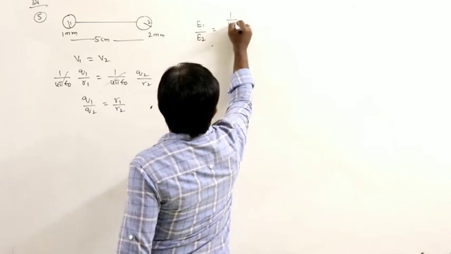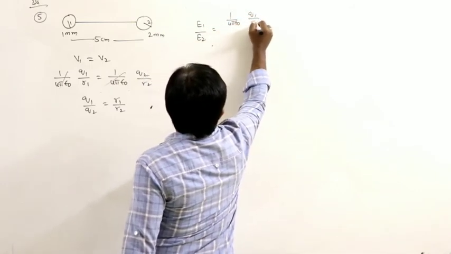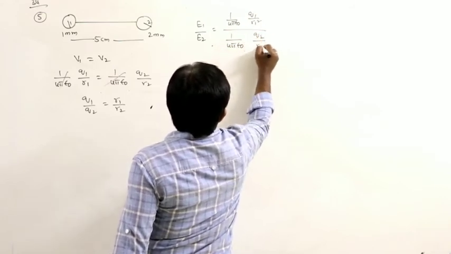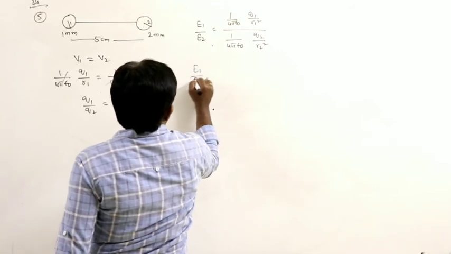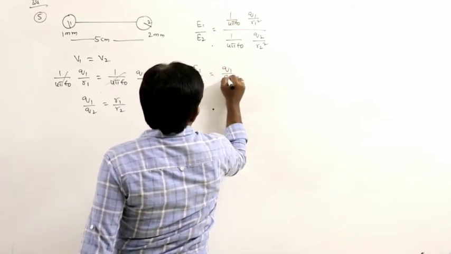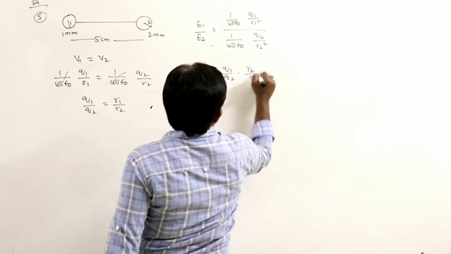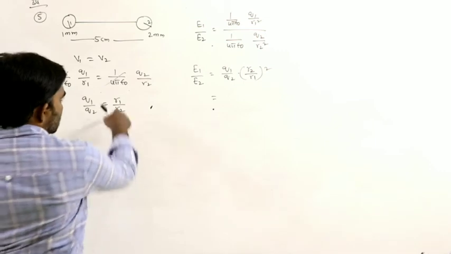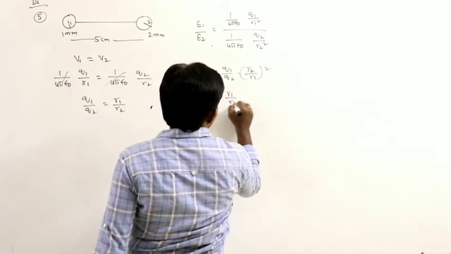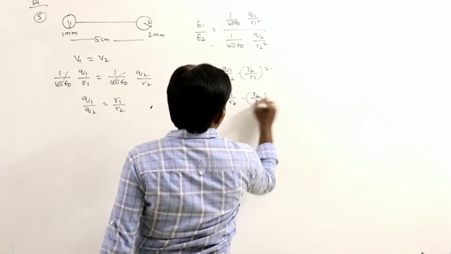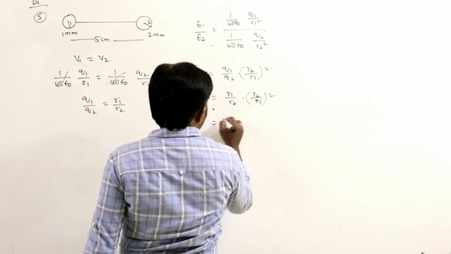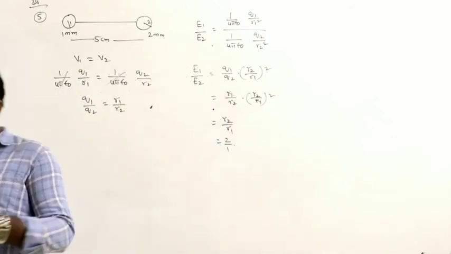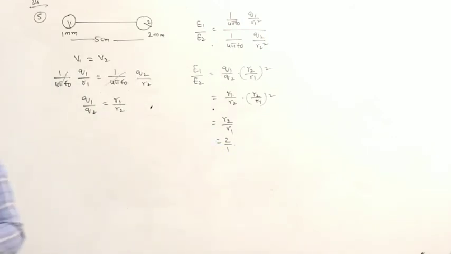So 1 by 4 pi epsilon naught Q1 by R1 square divided by 1 by 4 pi epsilon naught Q2 by R2 square. So E1 by E2 is equal to Q1 by Q2 into R2 by R1 whole square. But Q1 by Q2 is how much? R1 by R2. R1 by R2 into R2 by R1 whole square. So that is R1 R1, that means R2 by R1. So that is 2 by 1. Next.